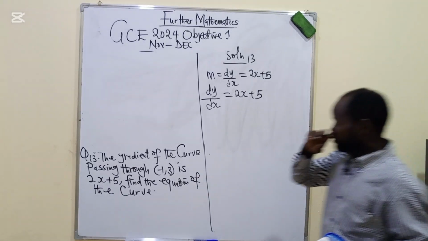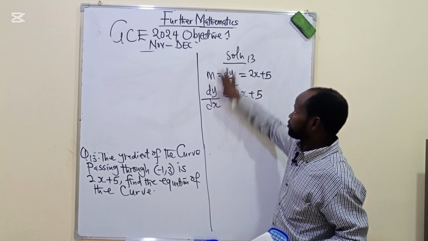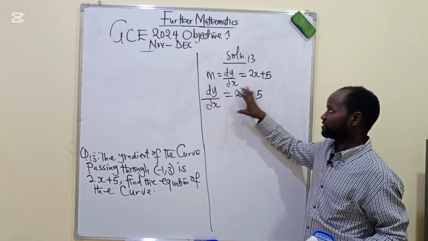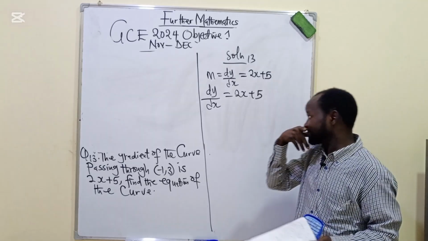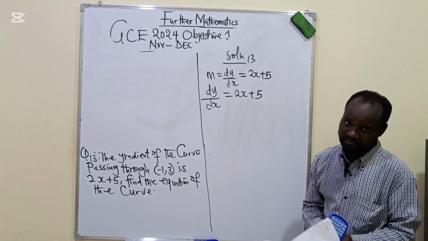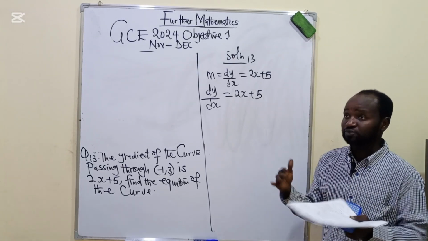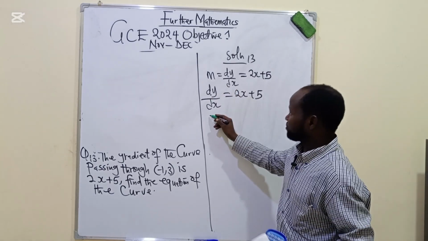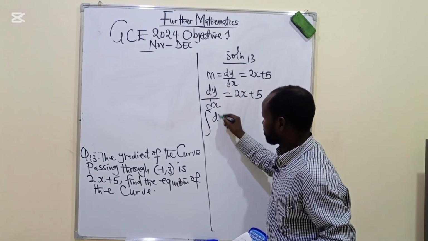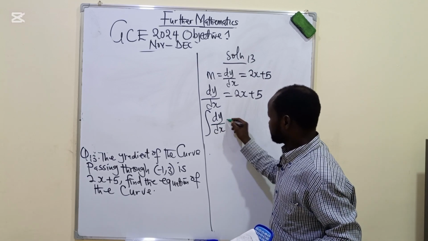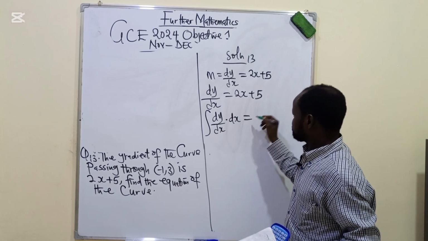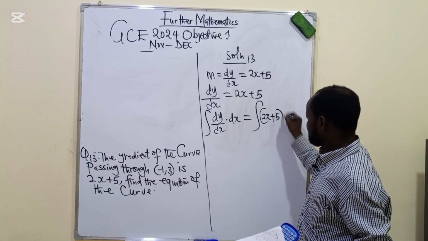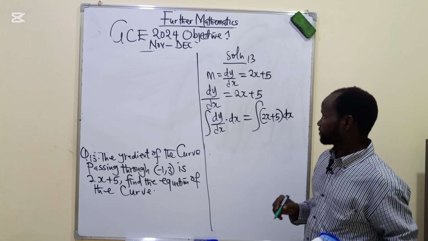So to find the equation of the curve, we have to go back to the original function. How do we go back to the original function? We have to take the integral of both sides with respect to x. Very important. That's the relationship between integration and differentiation. So let's take the integral of both sides. The integral of change in y with respect to x will now be equal to the integral of 2x plus 5 with respect to x.